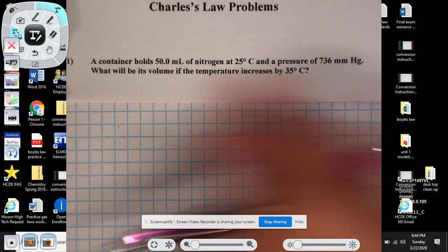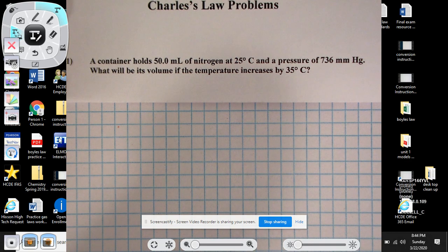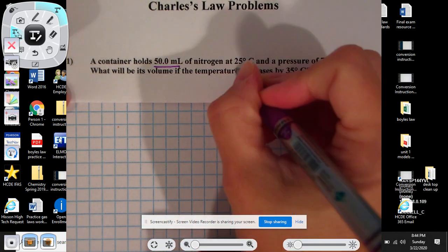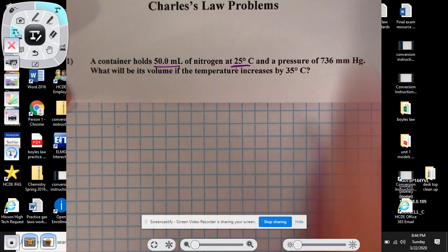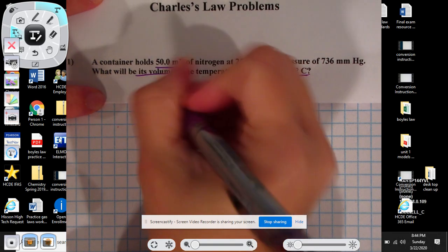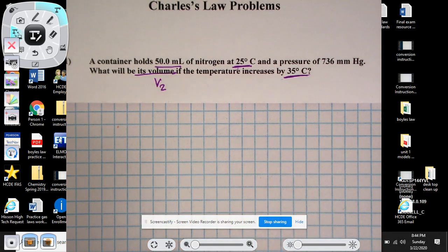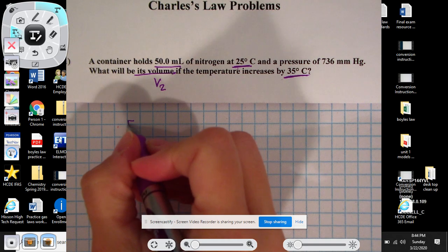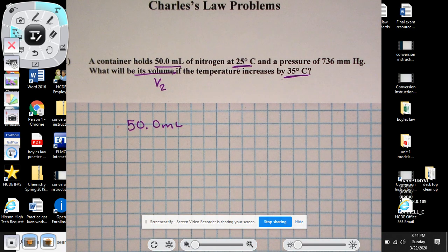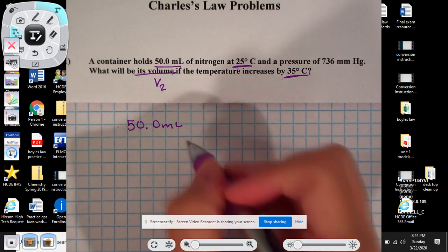So we're looking for the pressures. We're looking for the volumes and the temperatures, and that's it. So 50 milliliters at a temperature of 25 degrees Celsius, 35 degrees Celsius. What's the new volume? So they're looking for V2. So I don't need the pressure. The pressure is just extra information. So we have 50 milliliters. And we're going to need to turn that into liters.